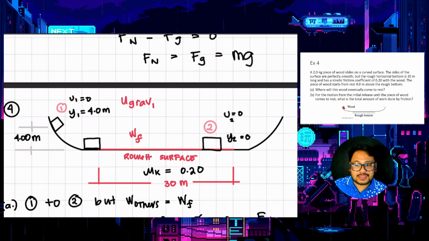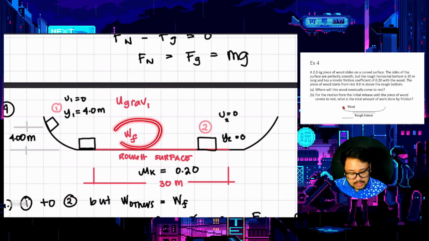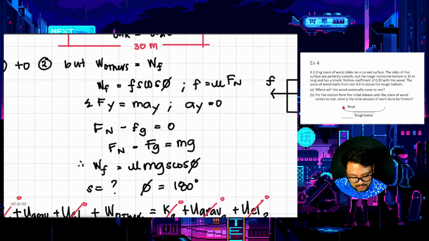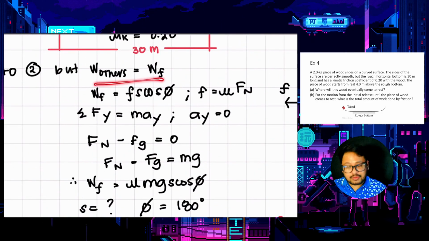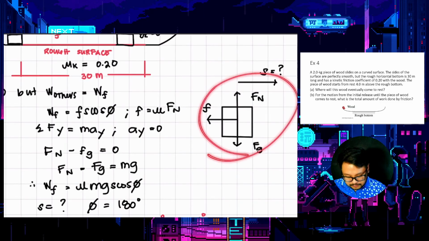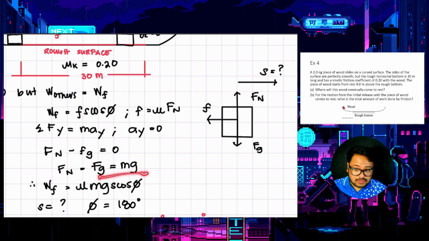So what we will be doing is analyzing it from point 1 going to point 2, wherein work done by friction is being made. Still the same, we have the work done by other forces. Work others is equal to work done by friction, Fs cos phi. F is just equal to mu Fn, wherein for Fy, we have this free body diagram. Fy is equal to May, Ay is 0.